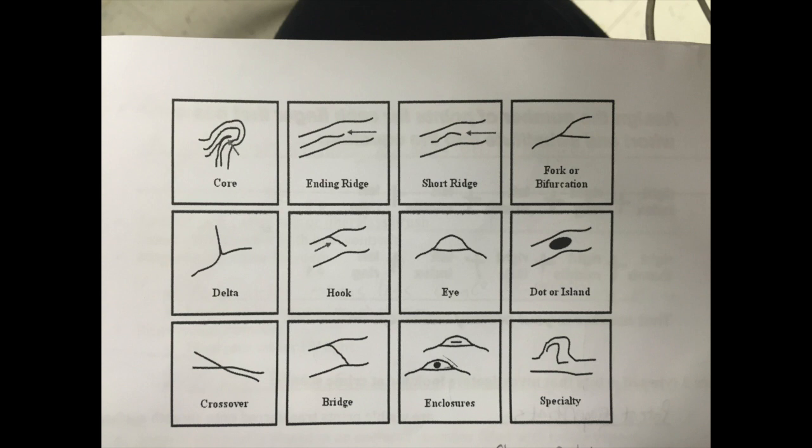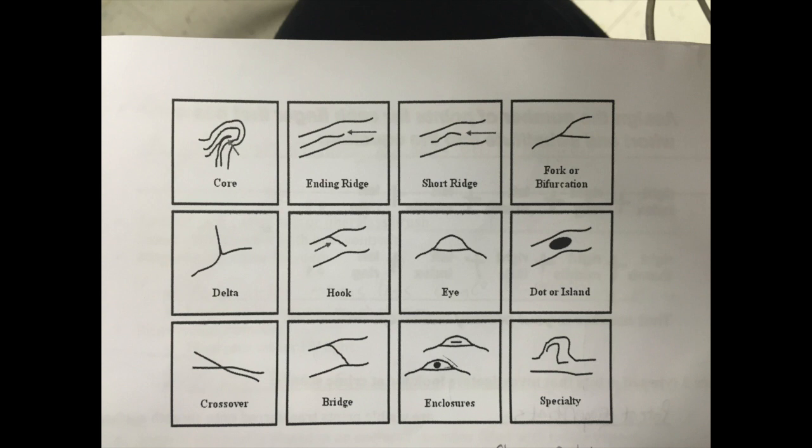A hook is basically a short ridge, but instead of being in the middle, it goes off the top line. An eye is like an arch that curves around, but there's a line between that connects it and gives it a UFO type look. A dot or an island: you can tell it has two lines in between and a dot. So that's why it's called a dot.